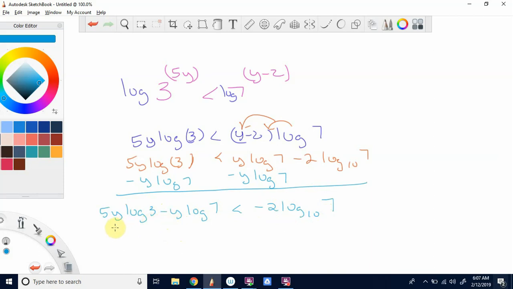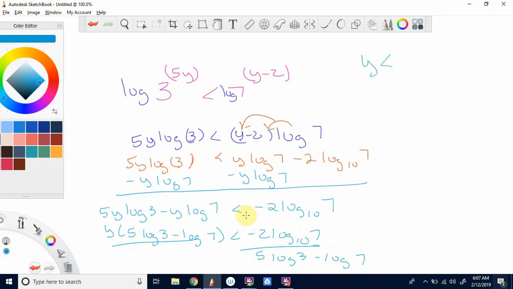So now I'm going to factor out a y. So y times 5 log base 10 of 3 minus log base 10 of 7 is less than negative 2 log base 10 of 7, and then we divide everything by 5 log base 10 of 3 minus log base 10 of 7. So, and we can put that into our calculator. We can put this because they're common logarithms, right? And we get an answer of y is less than negative 1.0972.